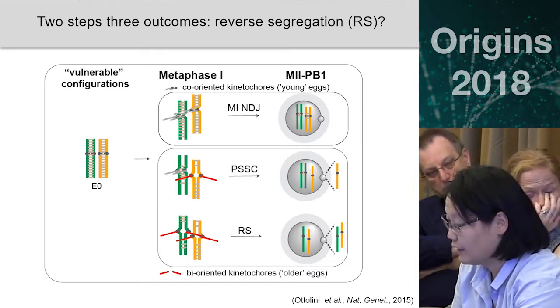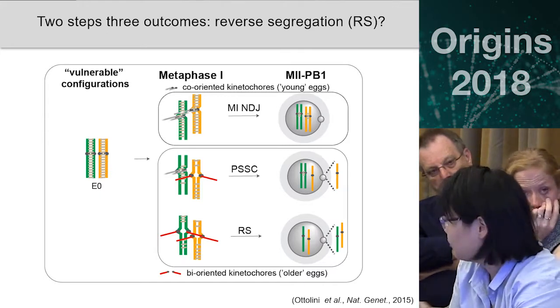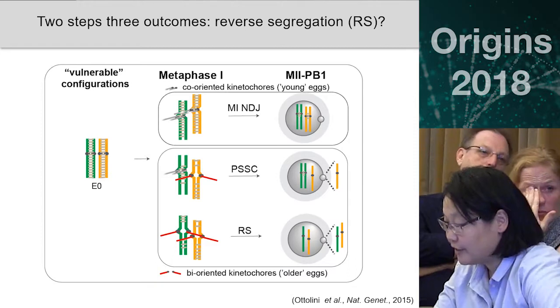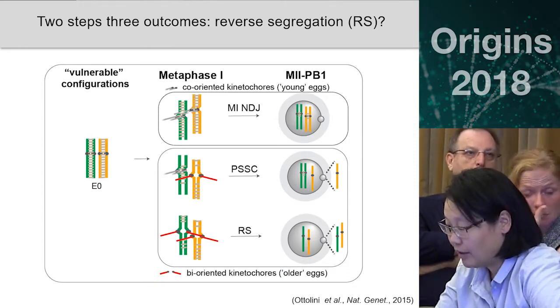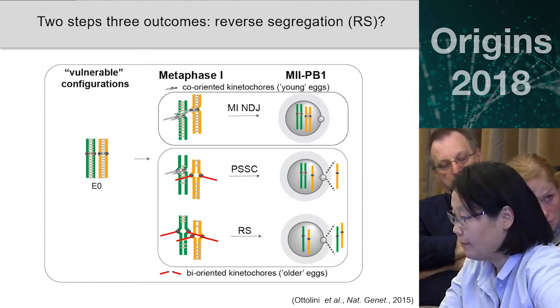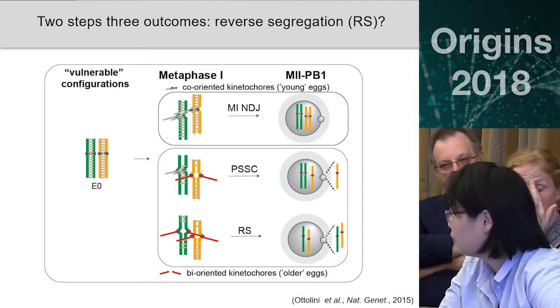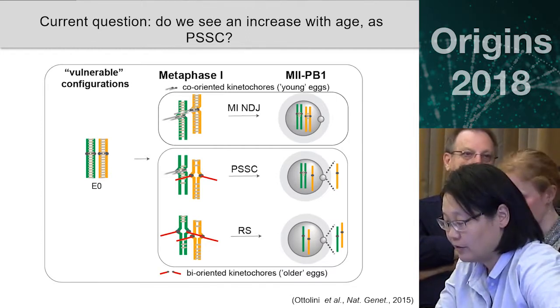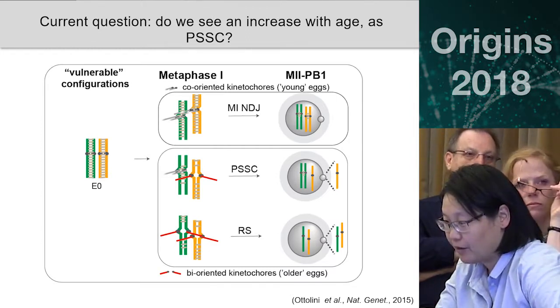We need to know that we now have green and yellow together as opposed to just gray. So we are genotyping a large set, and the current question is do we see reverse segregation with respect to maternal age? So that's work in progress.